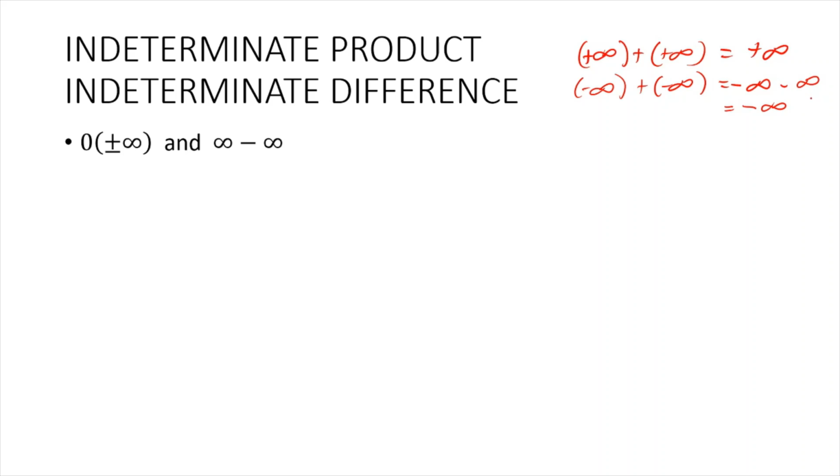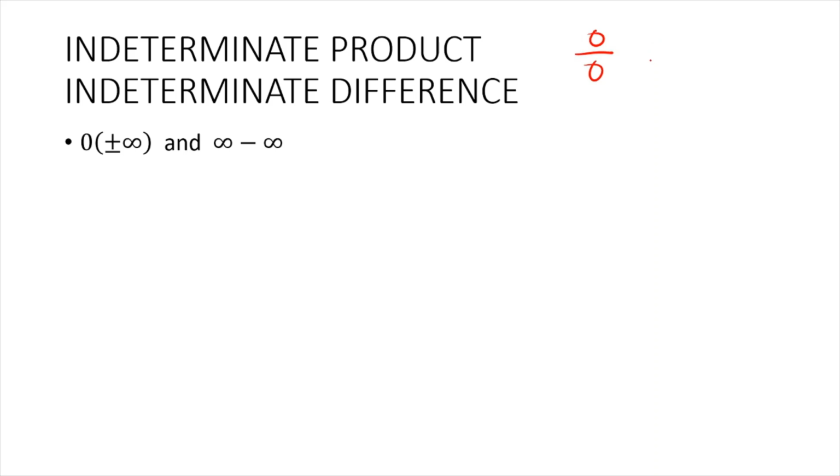right? Unlike positive infinity minus positive infinity, it can be any real number. It can be positive infinity, it can be negative infinity, it can be 0. Okay, so it's an indeterminate form, this one. Now let's discuss how to evaluate these types of indeterminate forms. Okay, remember that L'Hopital's rule can only be applied to 0 over 0 and infinity over infinity indeterminate forms.